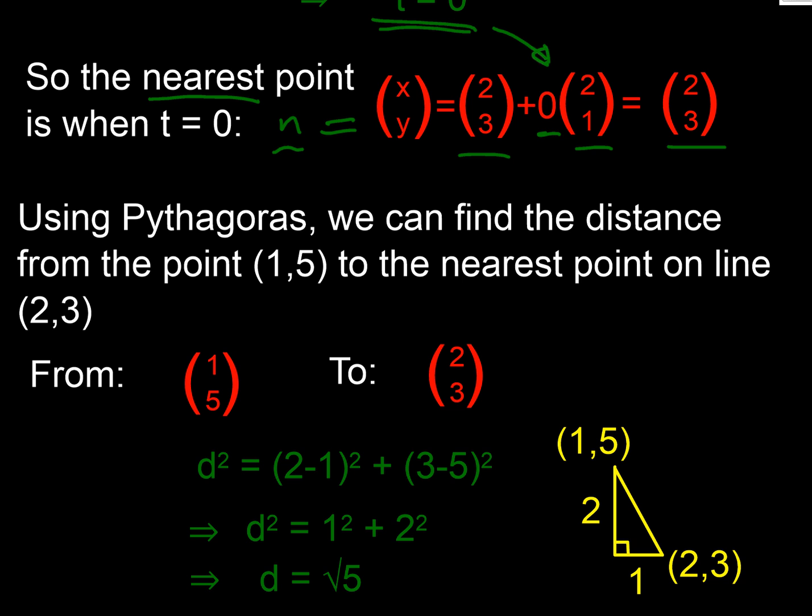And then, as I've done before, we could then find, using Pythagoras, the distance from point (1, 5) to the point (2, 3). Using Pythagoras here in 2D, our hypotenuse squared is the difference in our x's and the differences in our y's, both squared and then summed together. So our distance is the square root of 5.